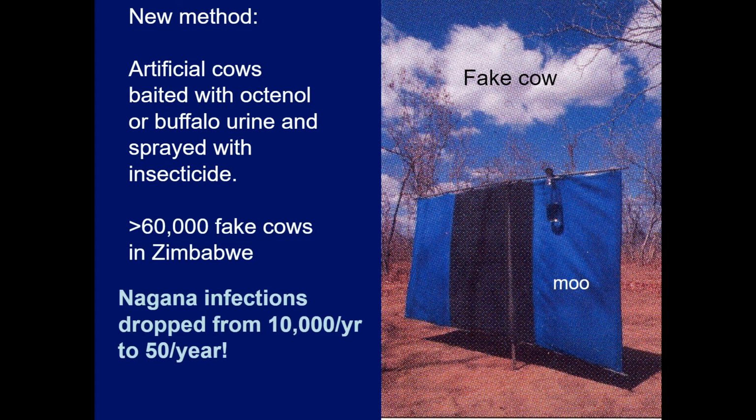Did it work? Heck yeah, it did! After setting up 60,000 of these fake moo-moos, the rate of Nagana dropped significantly from 10,000 to only 50 cases each year. Yay for science!